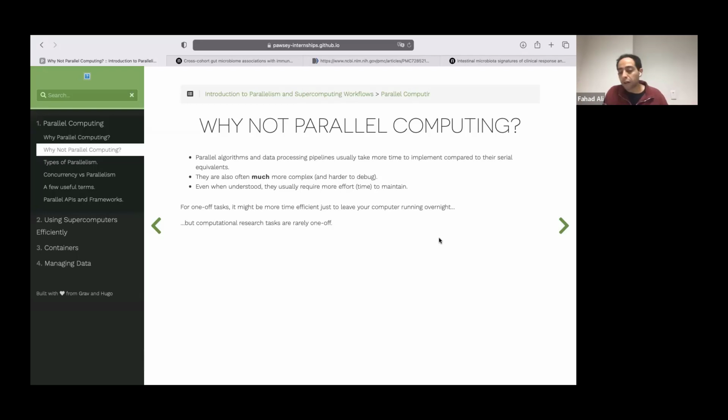So parallel computing can be very, very powerful, but it also comes with certain trade-offs, and that's something to be understood. So if I were to write a script to do one simple task that I'm probably never going to do again, I might just write that script and that's it. I'll just leave the computer going for as long as it needs.